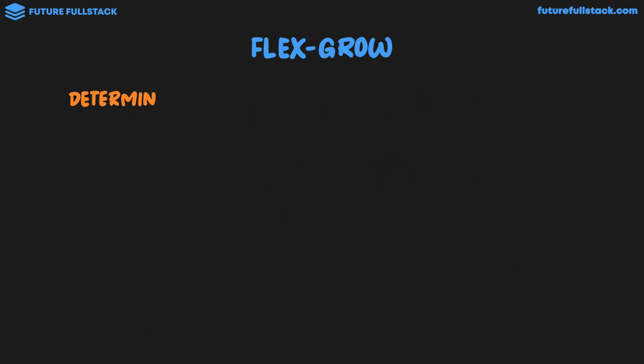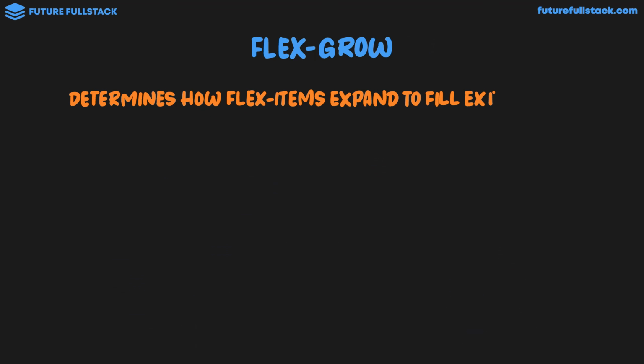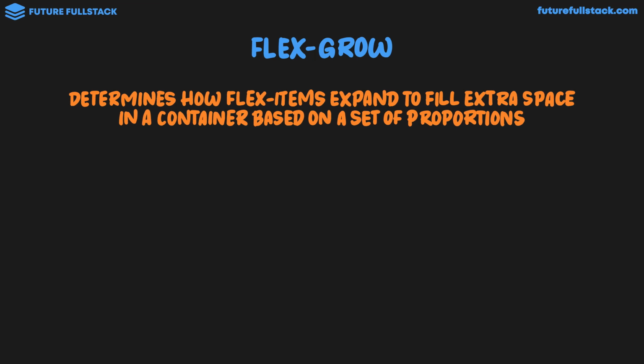Flex-grow determines how flex items expand to fill extra space in a container based on a set of proportions. The CSS property looks like this: flex-grow with a numerical value like 0. 0 is in fact the default value. That is, the value applied to all flex items if we didn't change the flex-grow value.